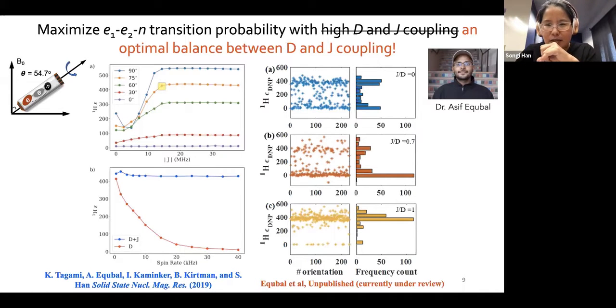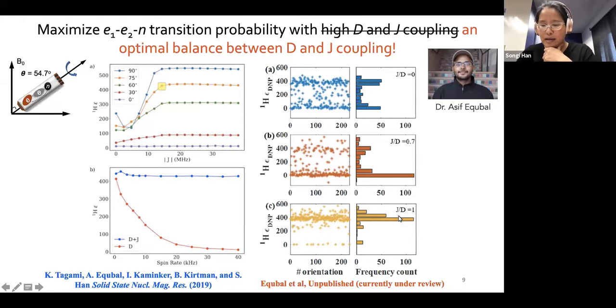It's not just that you need J coupling, the balance has to be right. You need J coupling that exceeds a certain value relative to the dipolar coupling. For example, a ratio of J over D of 0.7 can be detrimental. Most of the orientations give you zero enhancement. You need J over D of 1 and higher to have higher enhancement.